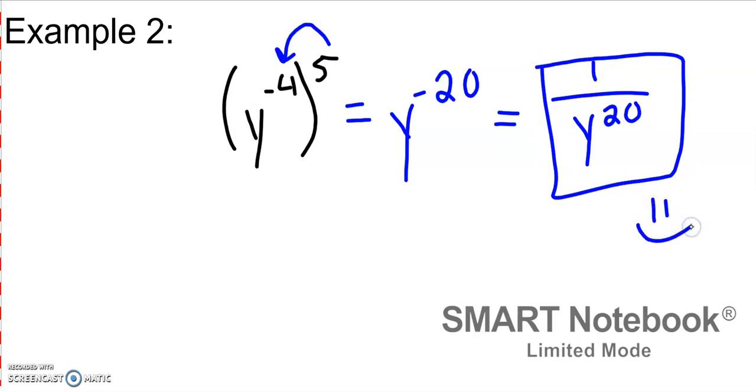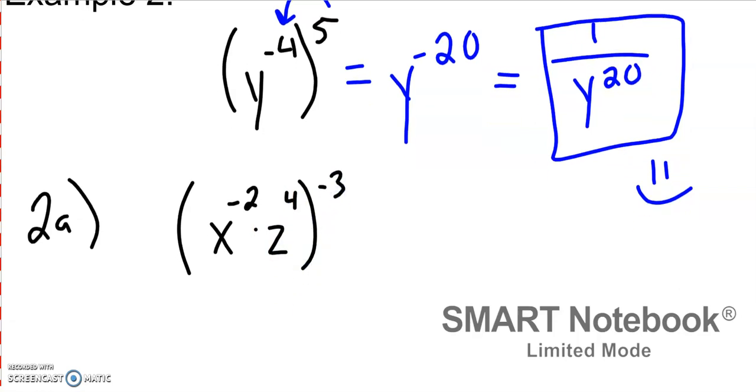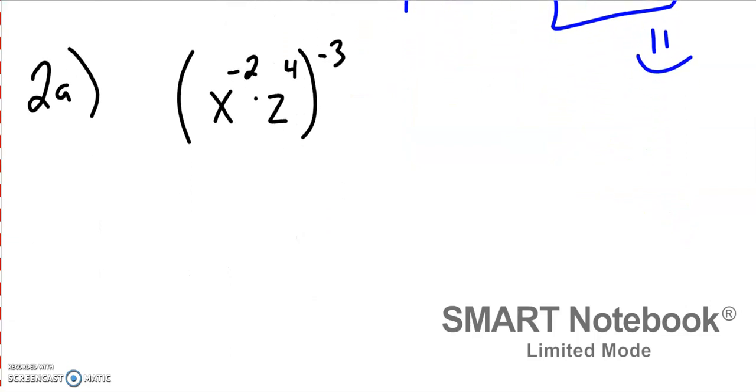You know what? Let's do an example. Let's call it 2a. If I have, let's say, x to the negative second times z to the 4th, all being raised to the negative third. Let's work that problem real quick.